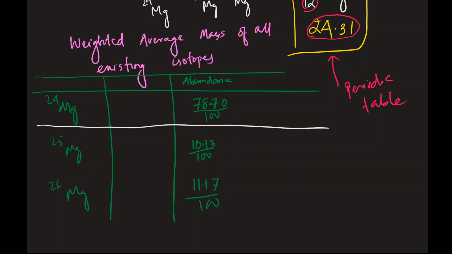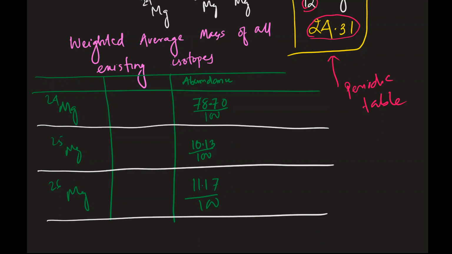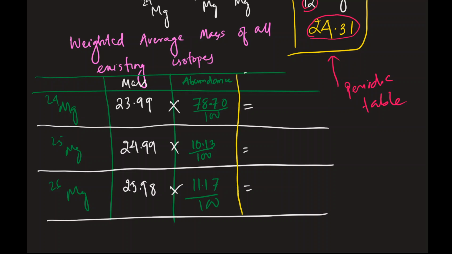To do a weighted average, instead of a regular average where you take the mass of all the isotopes, which are 23.99, 24.99, and 25.98, what we have to do is contribute all the mass. So this is the mass. You multiply, multiply, and multiply. When you do that, you will get a number that will look like this.